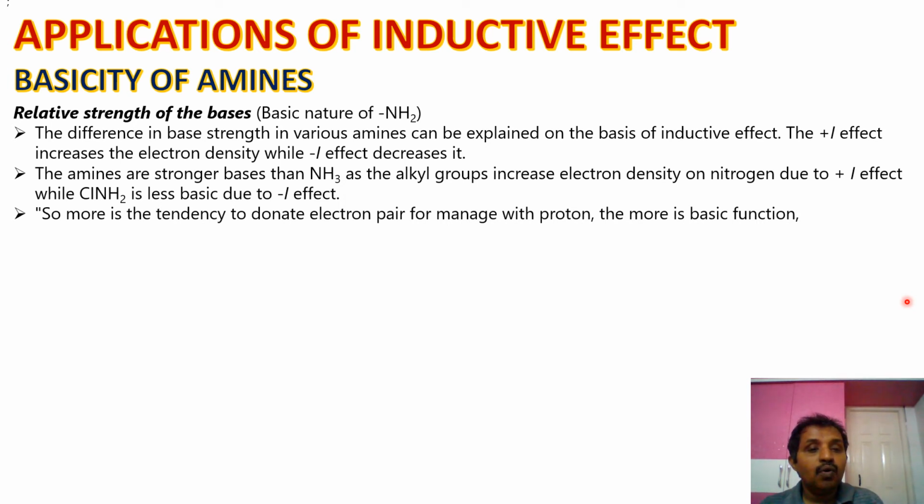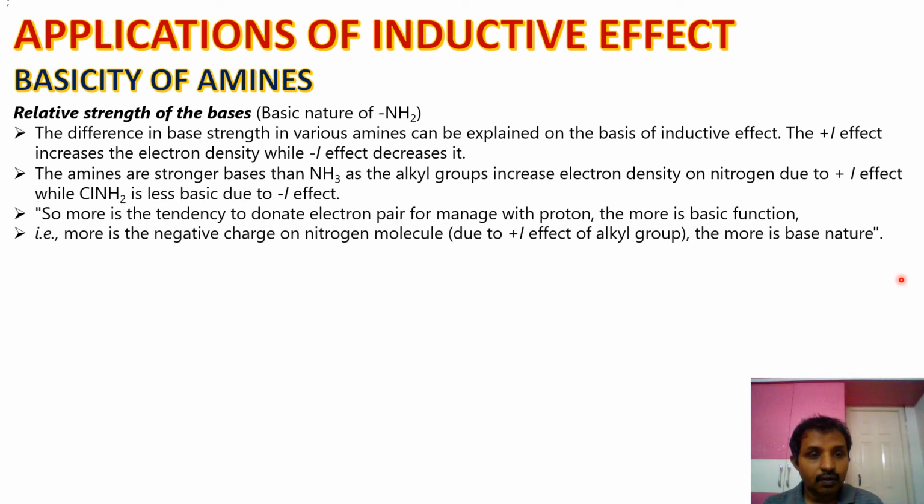So the more the tendency to donate the electron pair to gain the proton, the more is the basic function. So as the alkyl groups increase, it is easier to gain the proton. So the basic nature of the amines is greater compared to the ammonia molecule. The negative charge on the nitrogen atom is increased due to the positive inductive effect, which increases the basic nature.